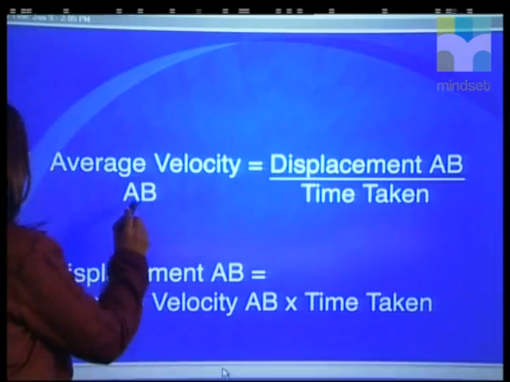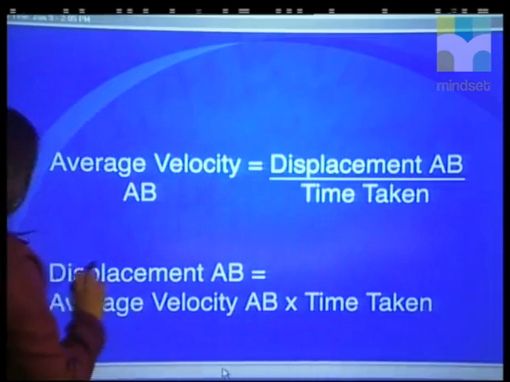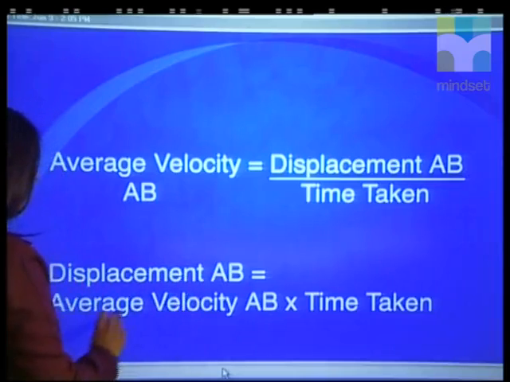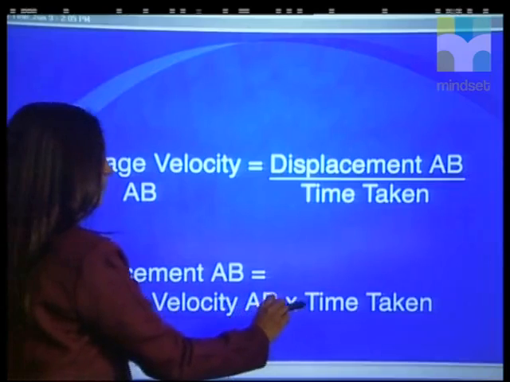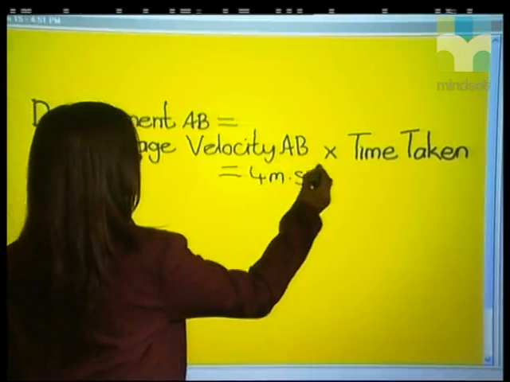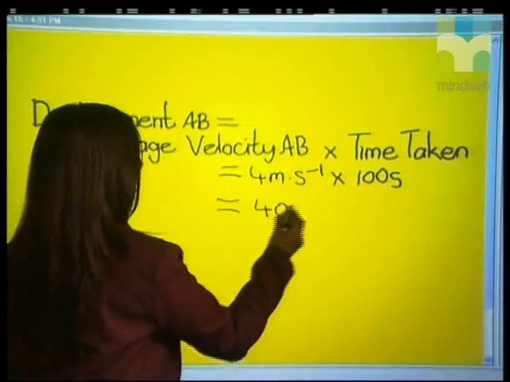The average velocity AB is equal to the displacement AB divided by the time taken. Now, changing our formula and making displacement AB the subject, we have displacement AB is equal to the average velocity AB multiplied by the time taken. We know that it takes Ismail 100 seconds to travel from A to C on the other side. And we know that the boat travels at 4 meters per second. Now we can substitute these values into the formula. So we have the average velocity as 4 meters per second multiplied by the time, which is 100 seconds. We find that the width of the river is 400 meters.